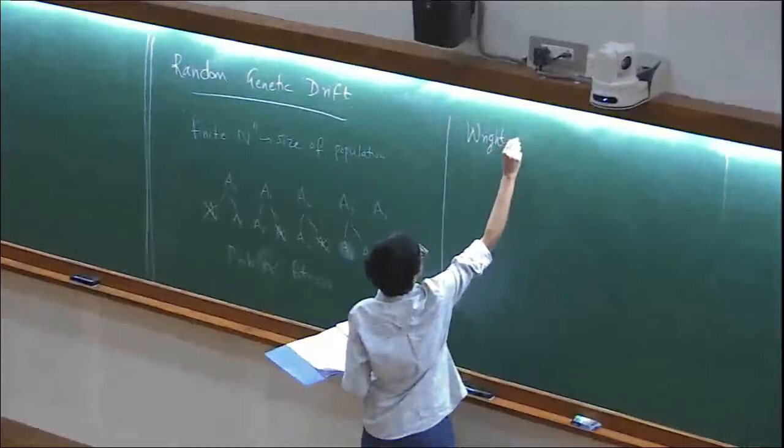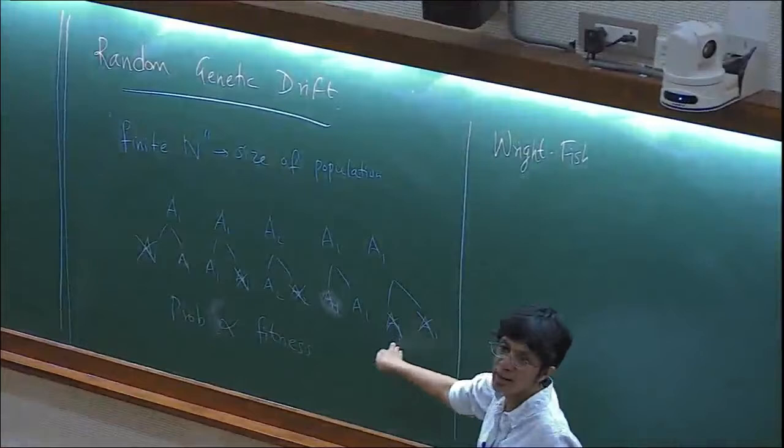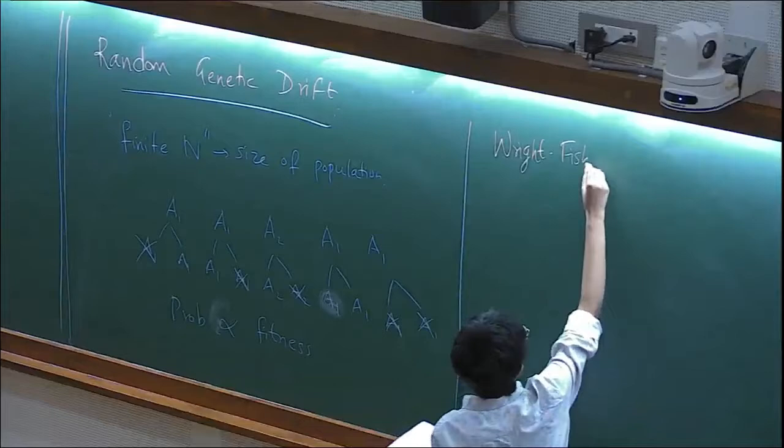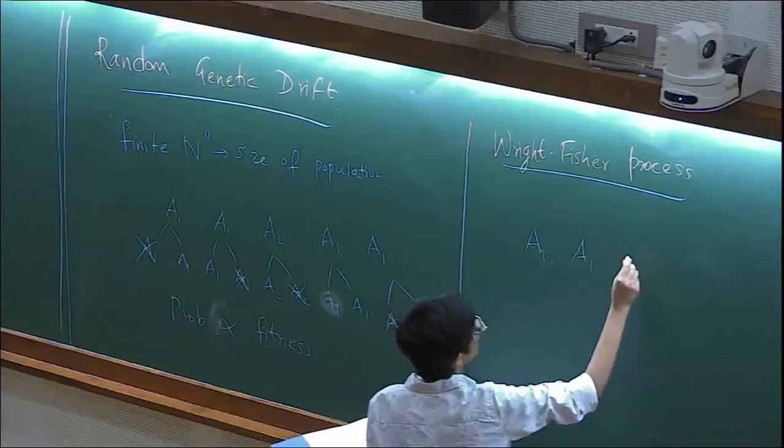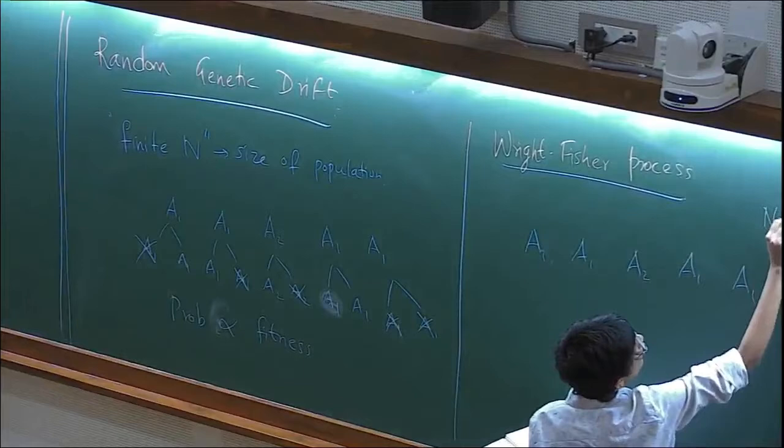So I have here two steps. I had started with n particles, made them 2n, and then I have to make some of them die. But let me now define a more standard thing called the Wright Fisher process, which works this way. Okay, so we start with these five individuals. So n here is 5. This is my parent generation, T.